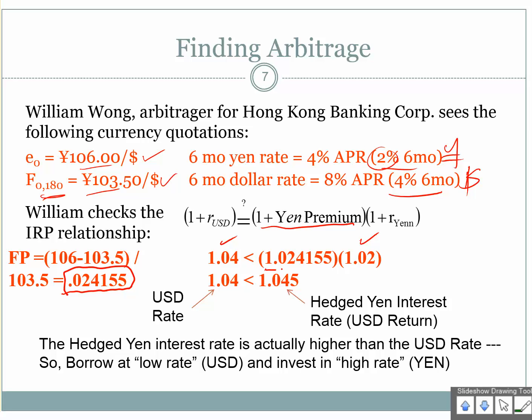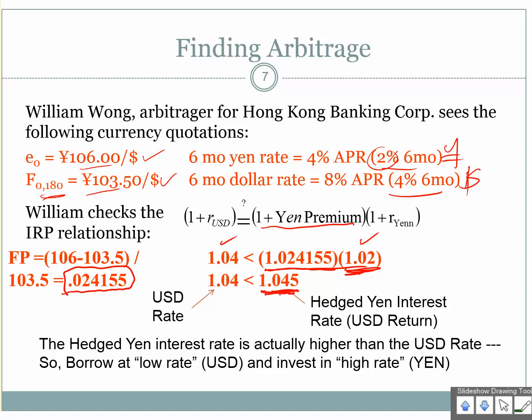So if I plug that in, I see that interest rates in the U.S. and Japan hedged back to the dollar are 4.5%. In other words, if I borrow at 2% in yen, when I go back to pay off my yen loan, the yen has appreciated 2.4%. This is effectively my borrowing cost in U.S. dollars by borrowing yen.